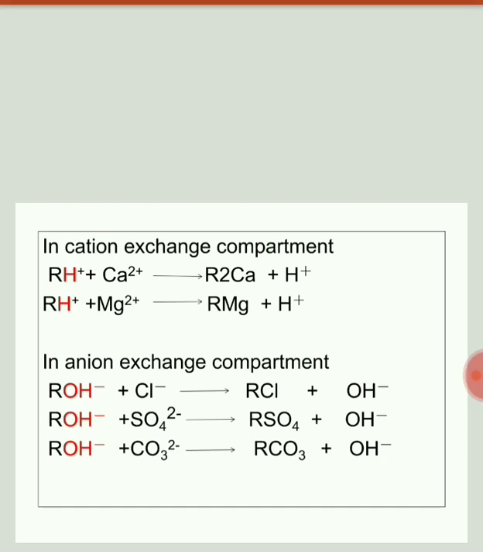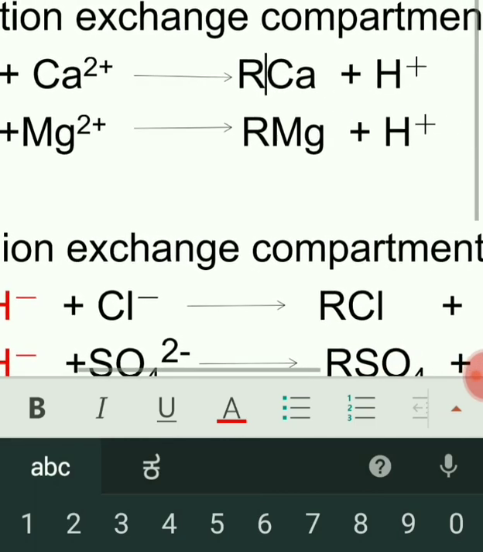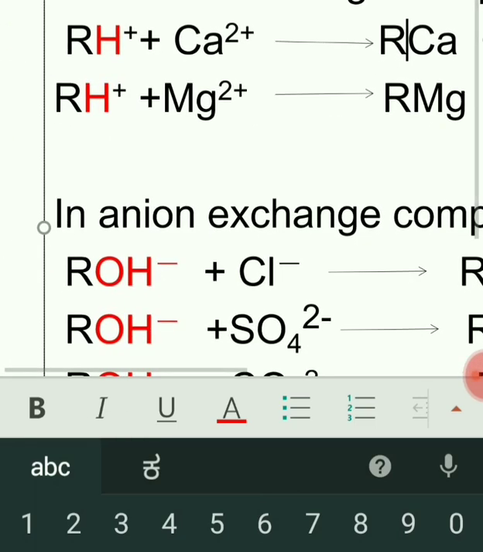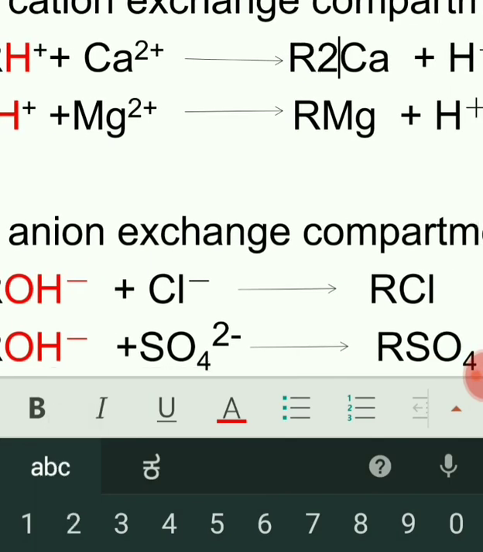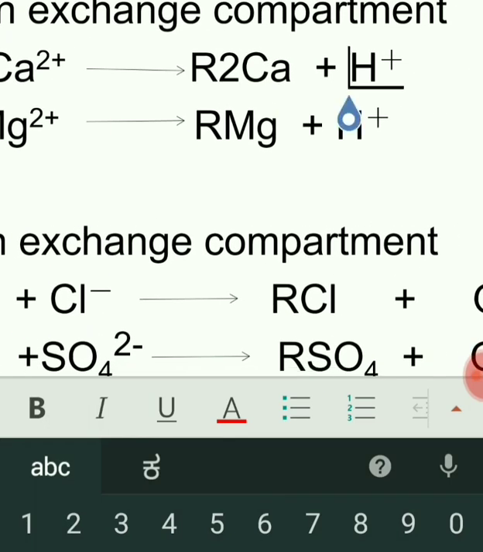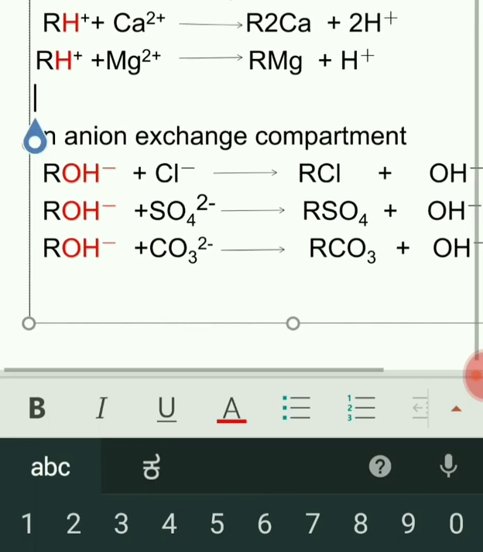So we get RCa + H+. Balance the equation. The valency of calcium is 2, R is 1, R-, H+. So R is 1, so it should be R2Ca and 2H+. Now the equation is balanced.